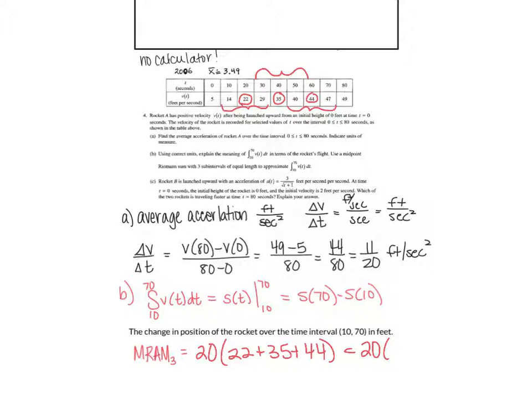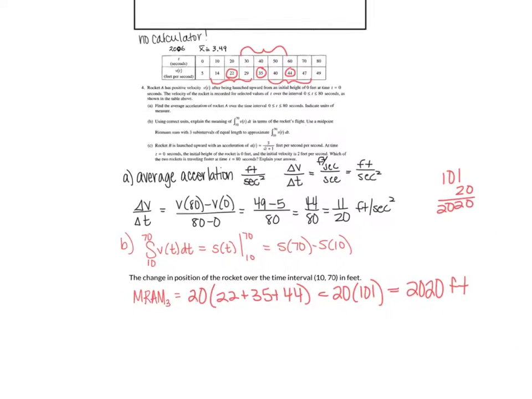22 plus 35 plus 44 gives me 57, 97, 101. 101 times 20, if you have to, go over here and do this, is 2,020 feet. So the midpoint sum to approximate the integral is about 2,020 feet.